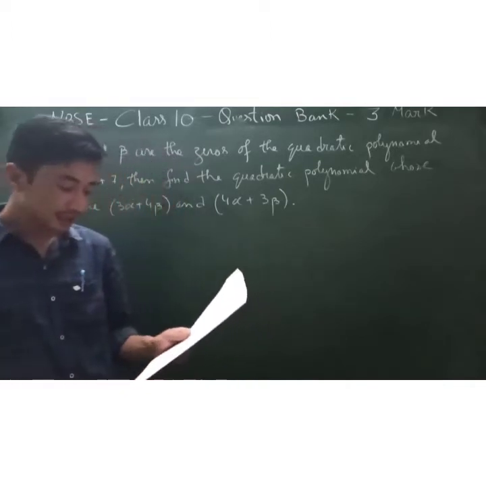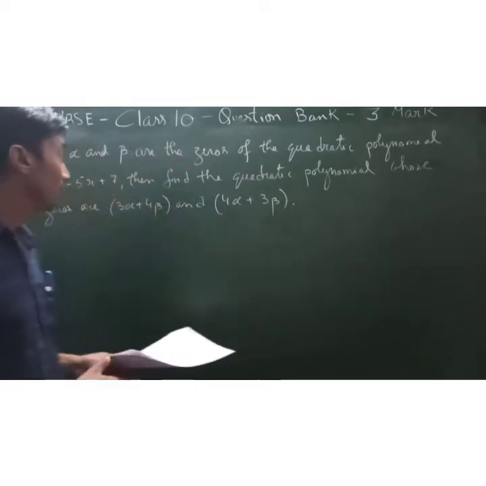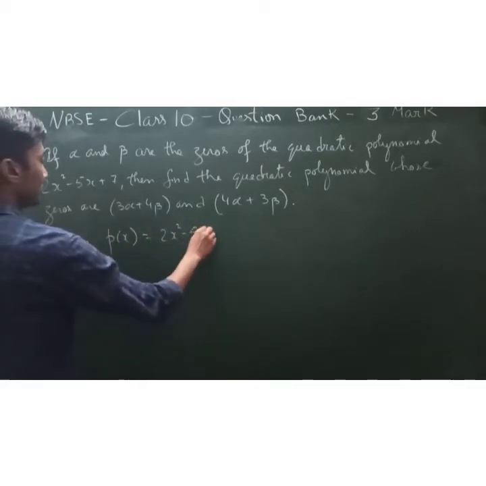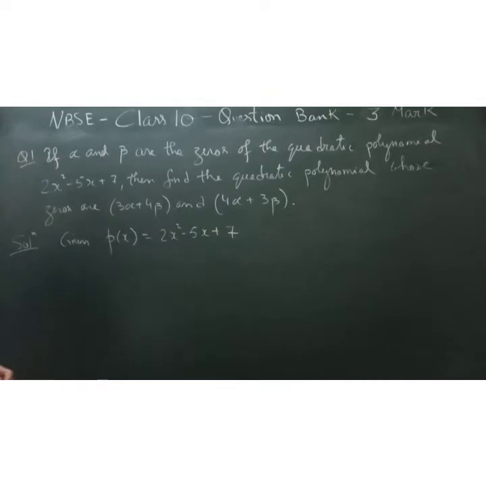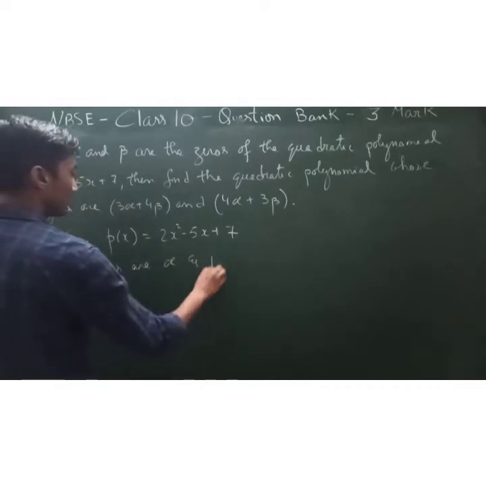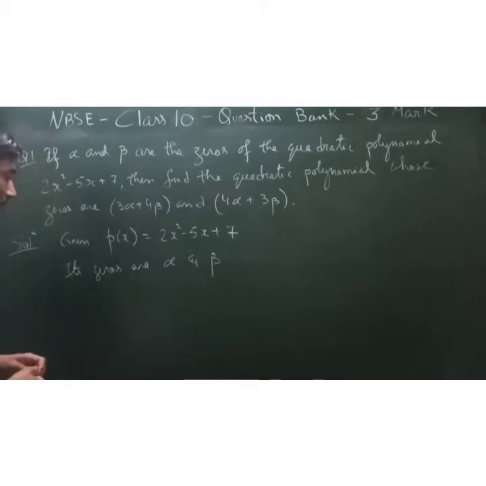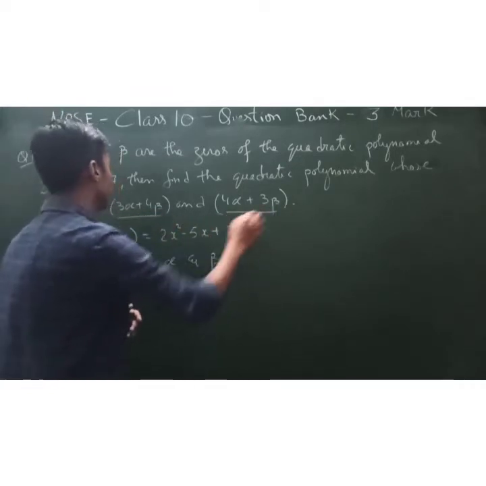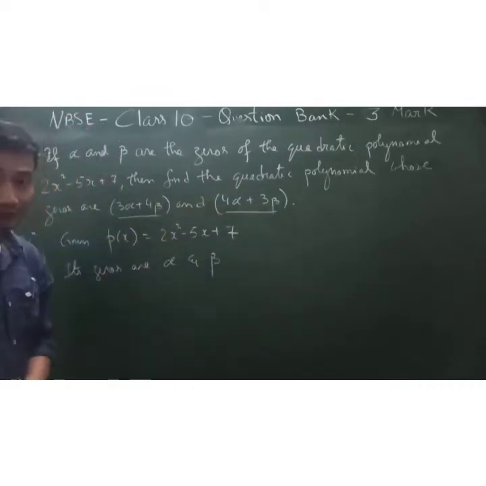So as I've written, section C, that is the 3-mark questions. The first question states, if alpha and beta are the zeros of the quadratic polynomial 2x squared minus 5x plus 7, then find the quadratic polynomial whose zeros are 3 alpha plus 4 beta and 4 alpha plus 3 beta.